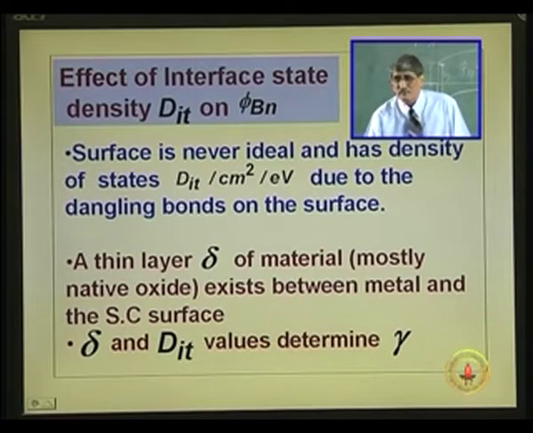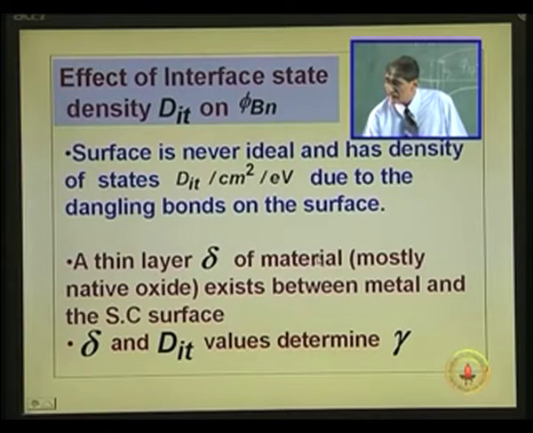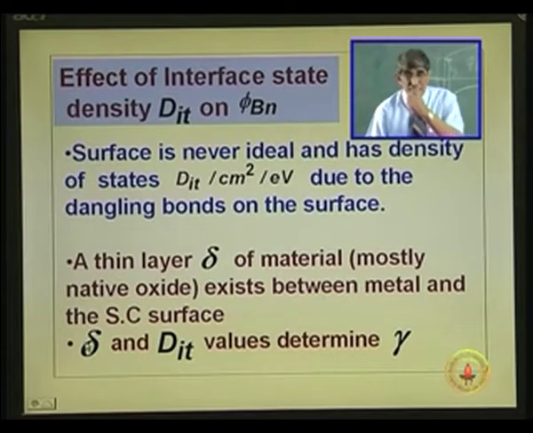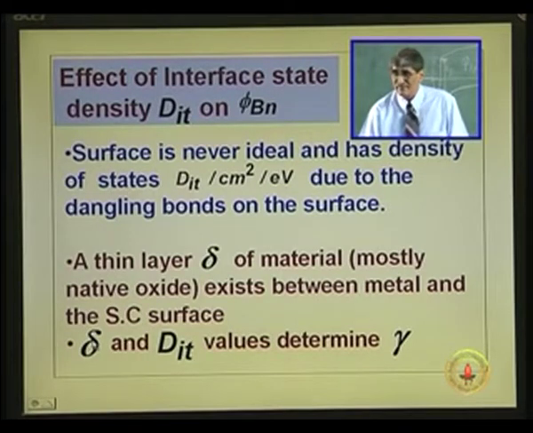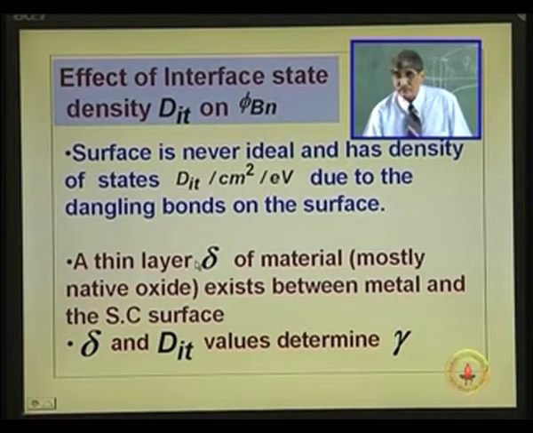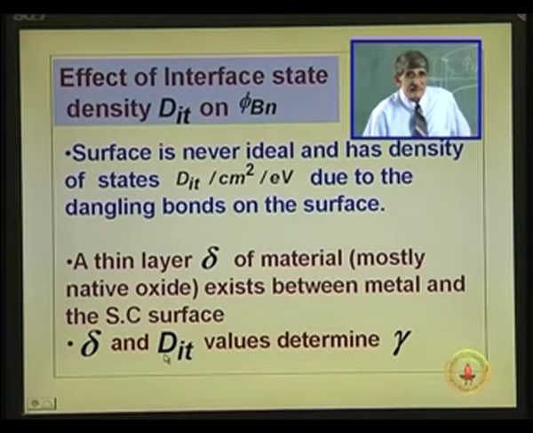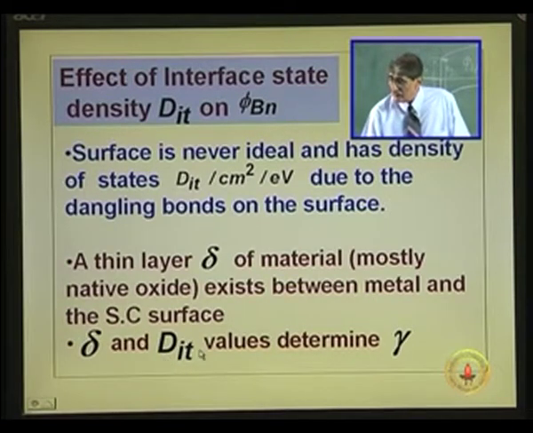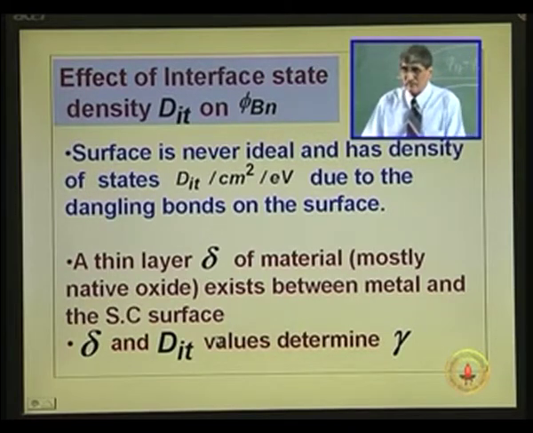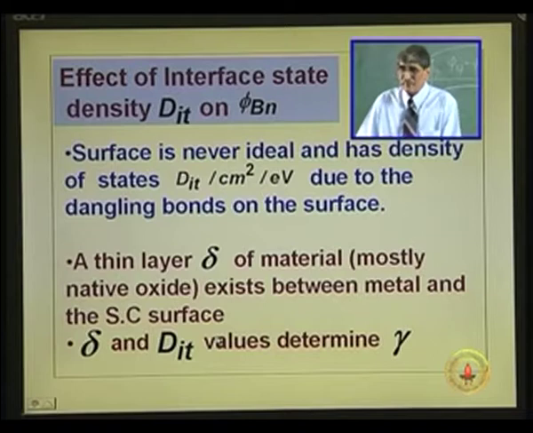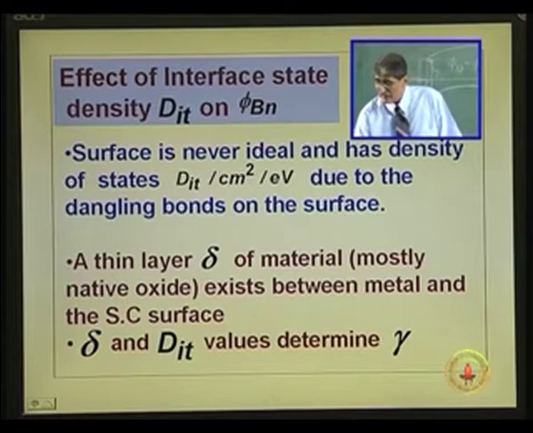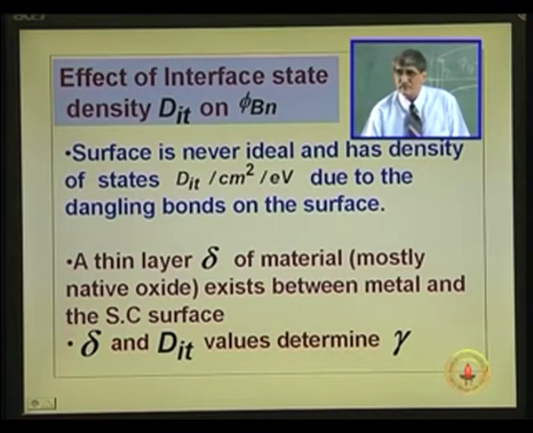Otherwise you always will have a thin layer, delta, of the material, mostly native oxide, between the metal and the semiconductor surface. SC standing for semiconductor, I just use the short form here. The delta thickness of that layer and that DIT, the interface density values, determine the value of gamma. So, if delta is 0, the gamma effect is not there, you get phi m. Or if DIT is 0, ideal condition, you get phi m minus phi.